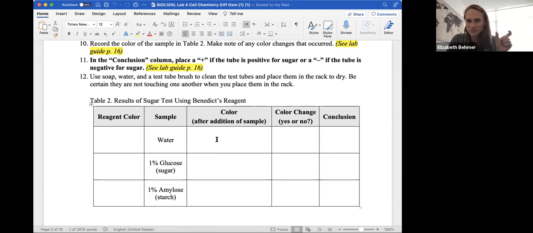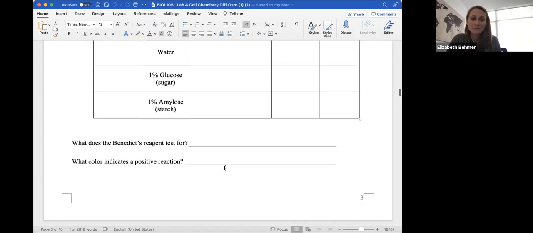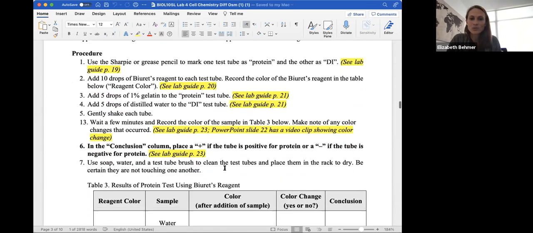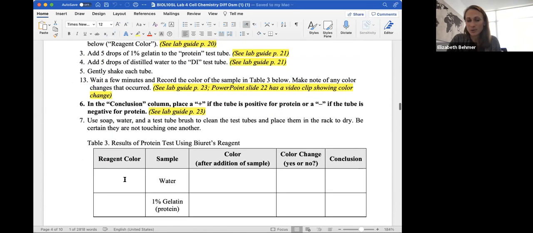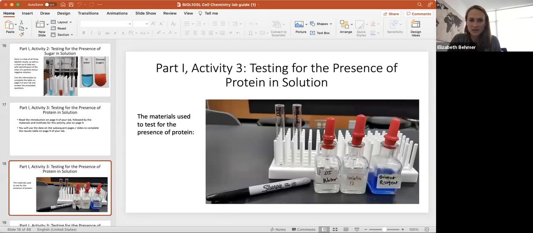So water stayed blue, amylose, starch stayed blue, but glucose after heating changed color to a dark, reddish, dark orange color. So that was a positive indication for sugar. And then we'll do one more test, but now we're using protein and we're going to use Biuret reagent. So now we're going to use a different chemical to test for the presence of protein in a solution.